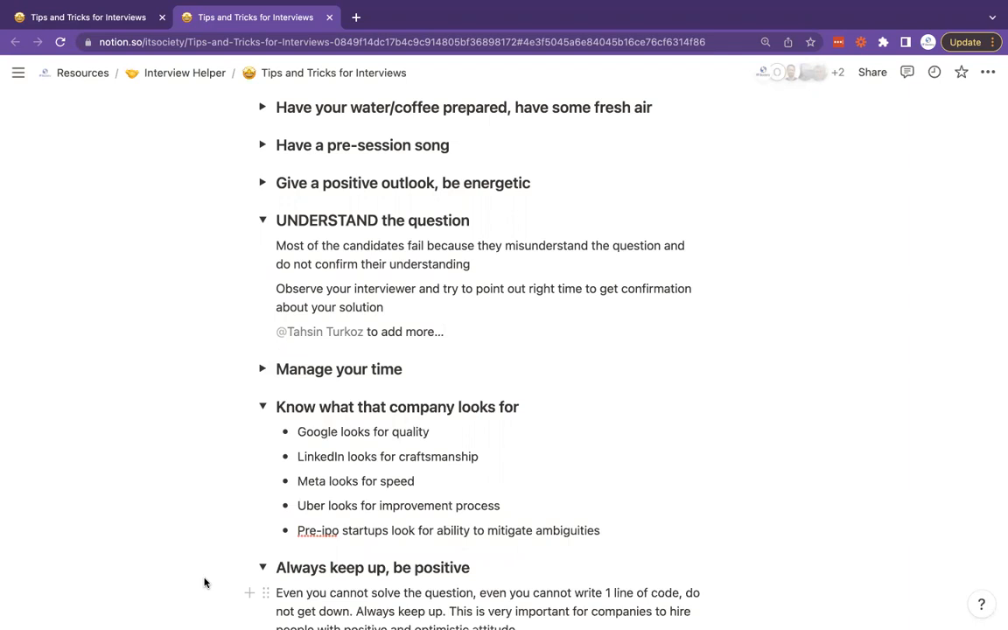But the main thing I am trying to say is that the language we are using is the unique way we are expressing ourselves. Yeah, thank you, Tahsin. I think they were all very important, and I agree with you.